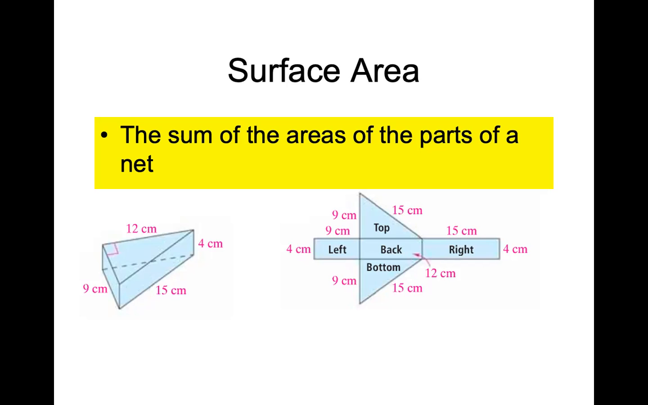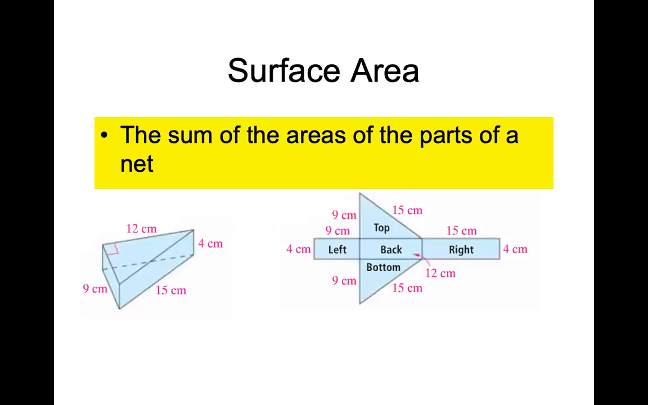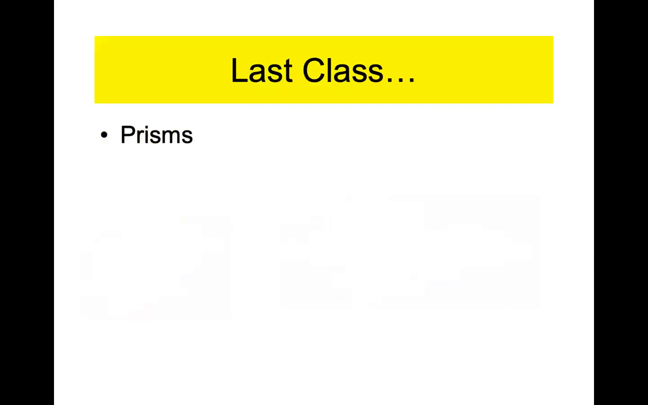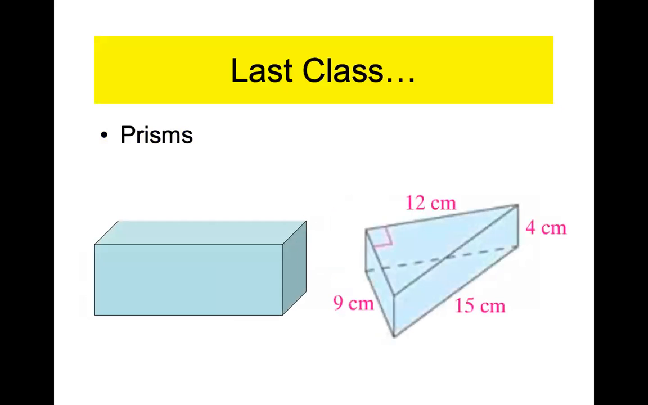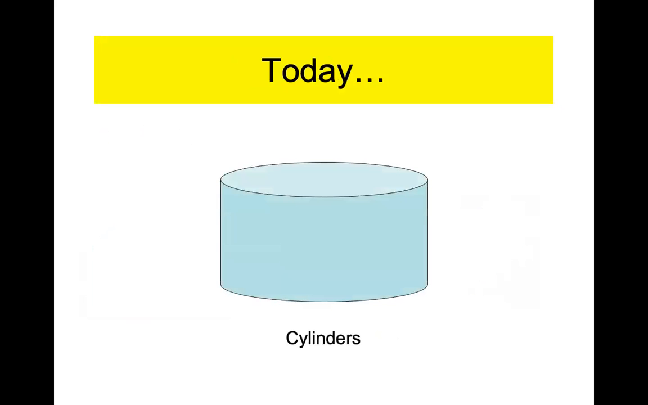So in the class on Friday, we went through a long process to turn this into basically 2 shapes, one long rectangle and 2 triangles. And that's where that formula comes from. For the surface area of a rectangular prism, it turns into one long rectangle and 2 small rectangles. And that's where these 2 formulas come from. So last class we did prisms, both rectangular and triangular prisms. Today we're going to do a cylinder.